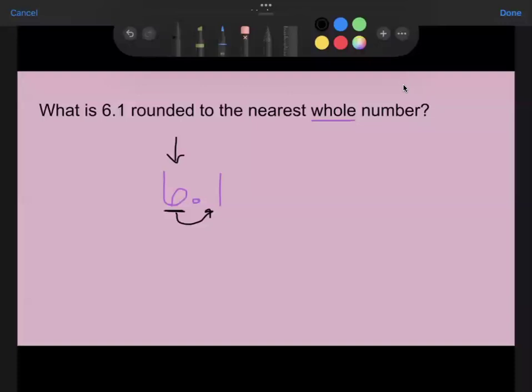So 6 is going to stay the same. It's not going to round down, it's not going to round up, it's going to stay the same. Then everything to the right of that place value is going to become 0, so a decimal and a 0. If you don't want to have unnecessary zeros, you could just rewrite this as a 6. So 6.1 rounded to the nearest whole number is 6. What that means is 6.1 is closer to 6 than it is to 7.